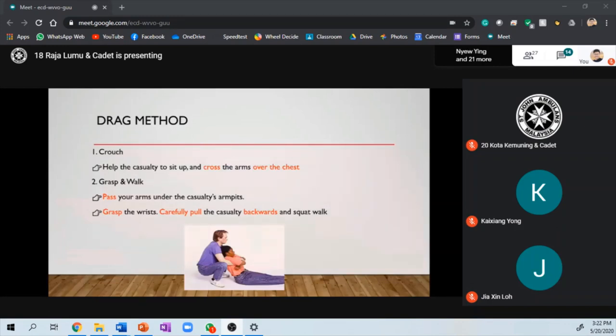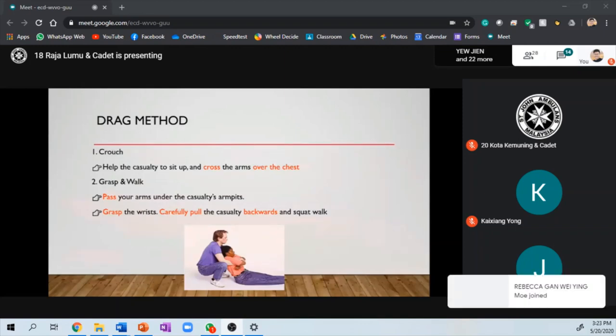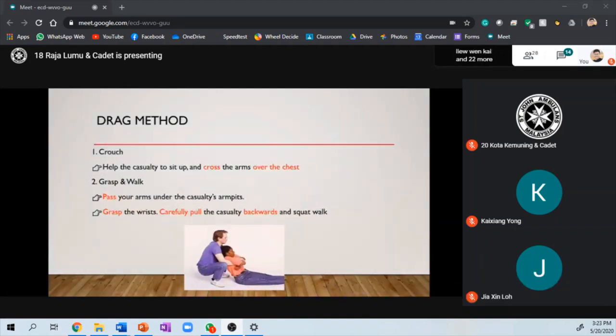First step you need to do is crouch behind the casualty. Crouch means bongkok in BM. After you crouch, help the casualty to sit up and cross the arms over the chest. Second step is grab and walk. Pass your arm under the casualty's armpits, then grab the wrists carefully, pull the casualty backward, and squat walk. I can't find a perfect video for this method. Soon after, when we get a chance, we will show it to you.